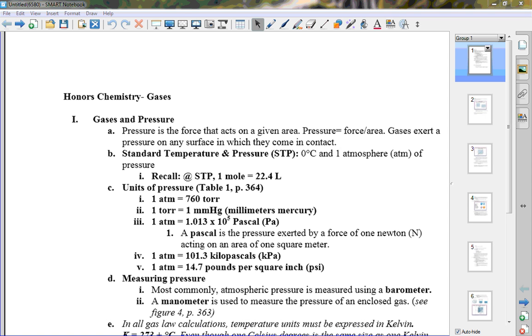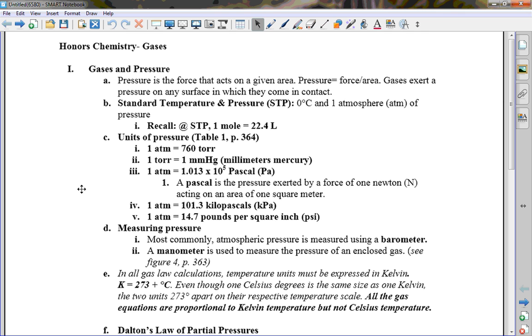Okay guys, in this video lesson we're going to talk about gases, beginning gases part 1 if you will, and we're going to go through three main gas laws: Boyle's law, Charles' law, and ultimately what's called the combined gas law.